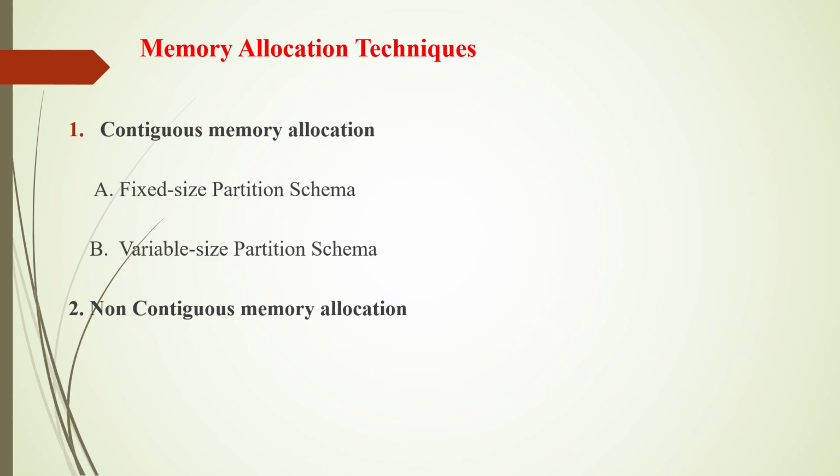The next one is non-contiguous memory allocation. In non-contiguous allocation, the process is divided into smaller parts and stored at different locations in memory. In this technique, paging and segmentation are some examples of non-contiguous memory allocation. Therefore, memory allocation techniques help the operating system manage memory efficiently and improve the performance of multiple processes.